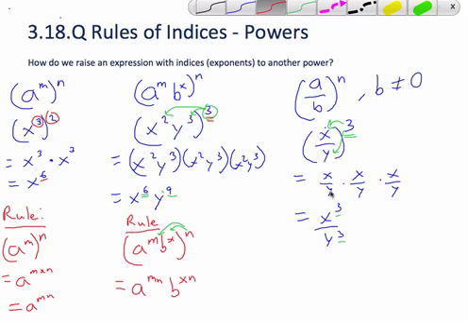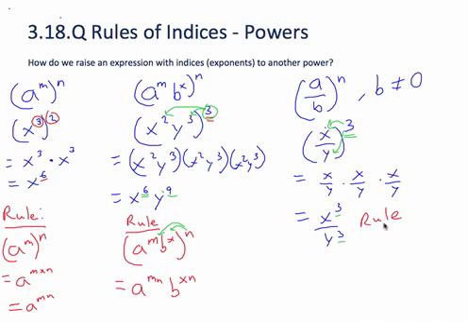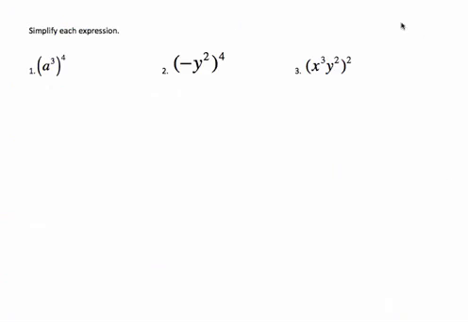So you can write a rule like that. A out of b to the power of n equals a to the power of n out of b to the power of n. So you exponentiate the numerator and the denominator. Alright, so let's take a look at some examples.